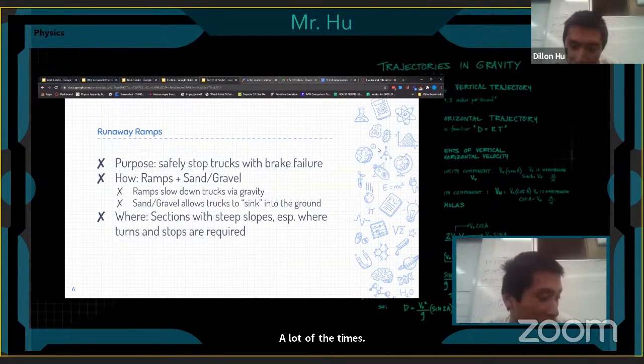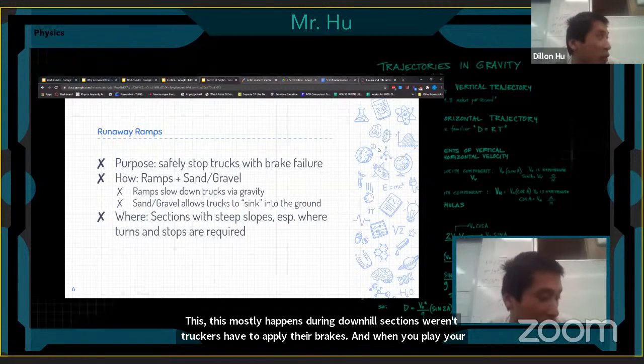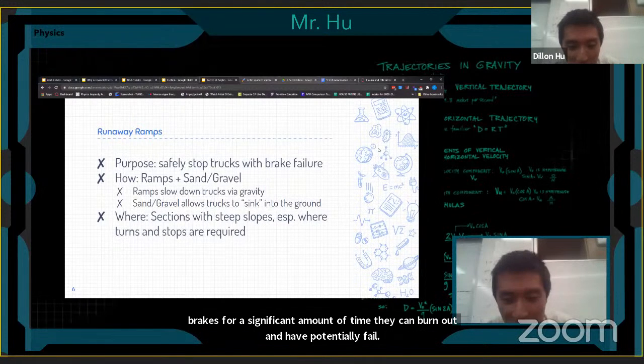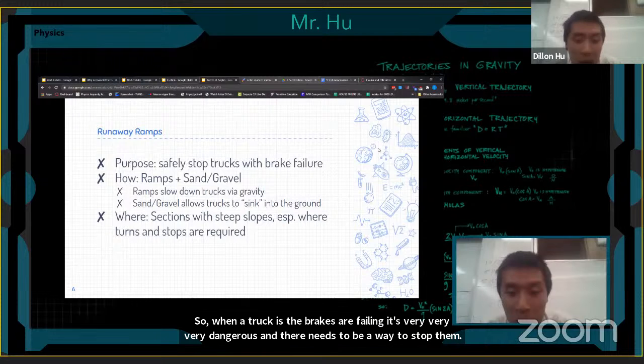There's no easy way to stop a truck whose brakes are failing, because they're so big and so massive. So you really have to resort to extreme measures, and that's what these runaway ramps are for. The way most of these ramps are designed is they use a combination of ramps that go upwards and sand and gravel.